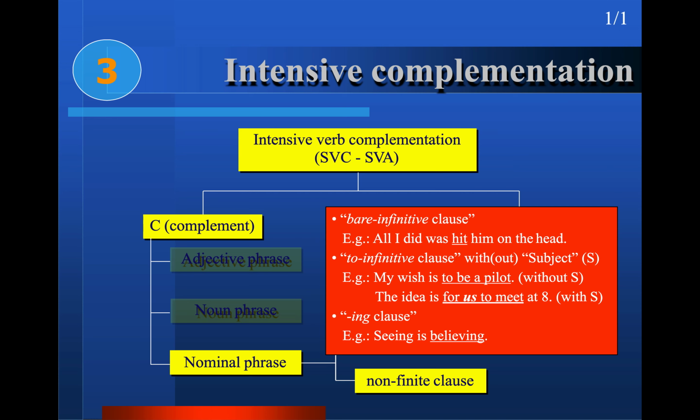How do you know the tense? Of course, through "was." A to-infinitive clause is usually without the subject, sometimes with the subject. "My wish is to be a pilot." "To be a pilot" is tenseless, because you don't have the tense, and this is without the subject. But "the idea is for us to meet at 8." "Us" here is the subject of this non-finite clause, which is "to meet at 8." So an -ing clause is also a kind of non-finite clause, because we cannot know the tense of it. So "seeing is believing."